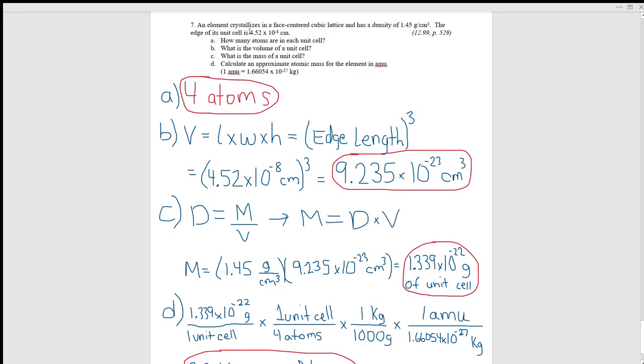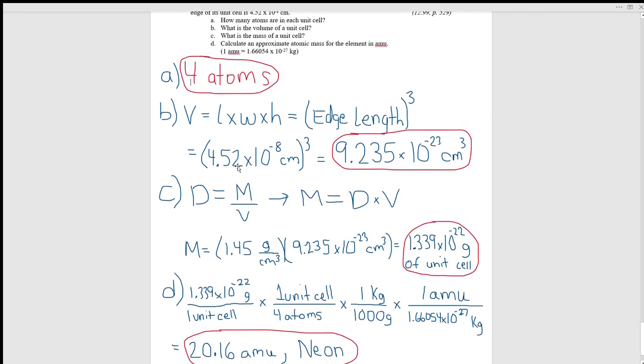Part B says, what is the volume of this unit cell? If we remember from geometry, volume is equal to length times width times height. However, since we're dealing with a cube, we know that the length, width, and height of a cube are all going to be the same. So we can rewrite the volume equation as simply the edge length of our cubic unit cell raised to the third power.